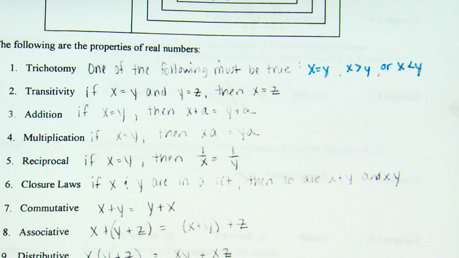Closure laws. If x and y are in a set, then so are x plus y and x times y. So if x and y belong to a certain set of numbers, say the whole numbers, then that means if you add them, x plus y, you still get a whole number. And if you multiply them, you still get a whole number. Okay? Now, that does not stay true for subtraction and division. That only stays true for multiplication and addition.